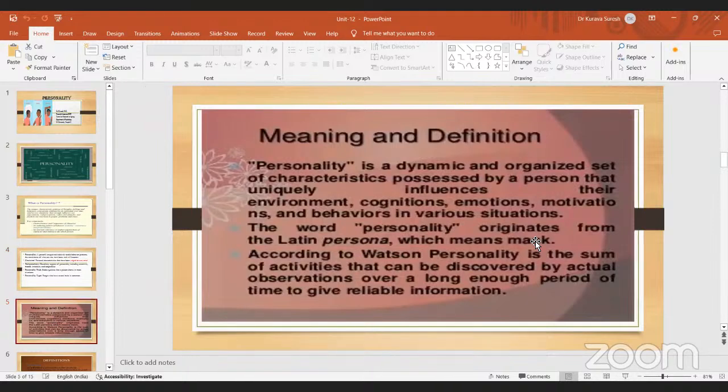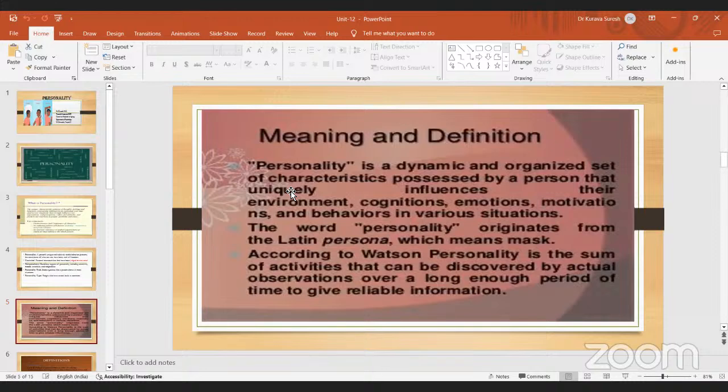Meaning and definition: personality is a dynamic and organized set of characteristics possessed by a person that uniquely influences their environment, cognition, emotion, motivation, and behavior in various situations.